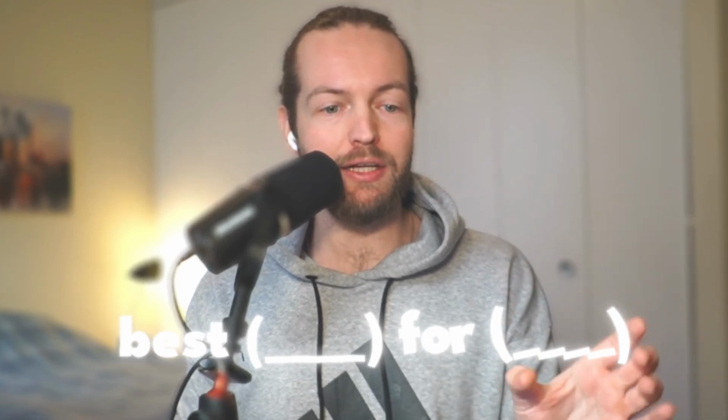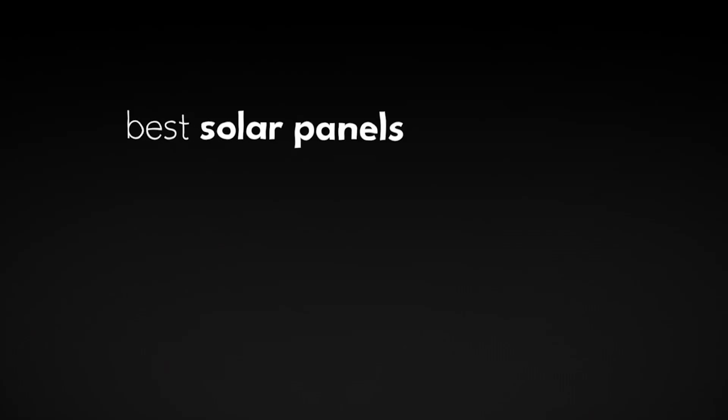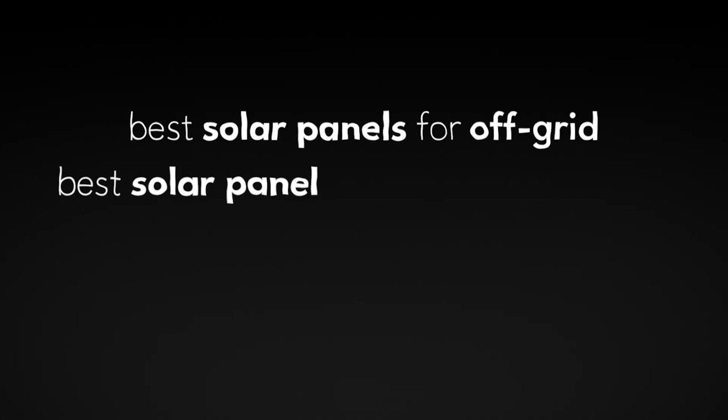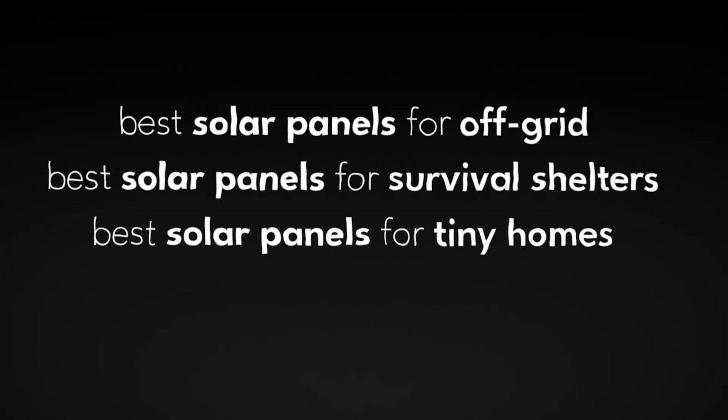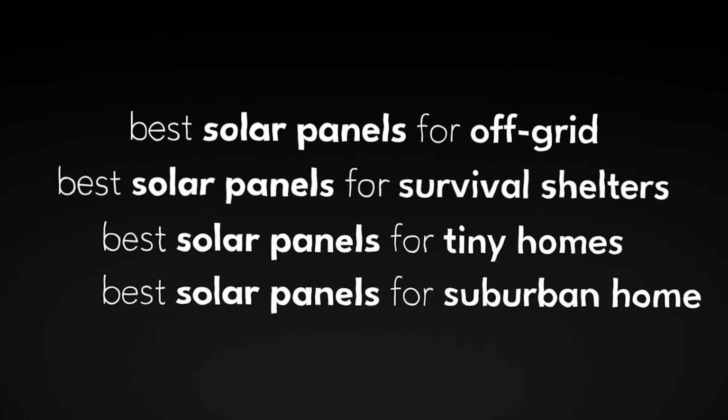A second title template that works exceptionally well is best blank for blank. In the solar power niche, this would be best solar panels for off-grid, best solar panels for survival shelter, best for tiny homes, best for a suburban home.